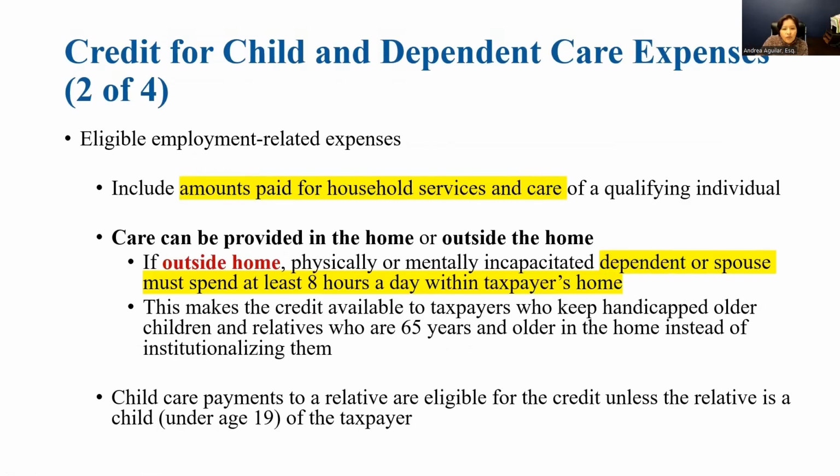The eligible employment-related expenses. Eligible employment-related expenses include amounts paid for household services and care for a qualifying individual. Now, this care can be provided in the home or outside the home of this particular taxpayer. So if the care is provided outside the home, we need to make sure that the dependent or the spouse that is receiving care is spending at least 8 hours a day within the taxpayer's home for the taxpayer to qualify for this credit, okay?